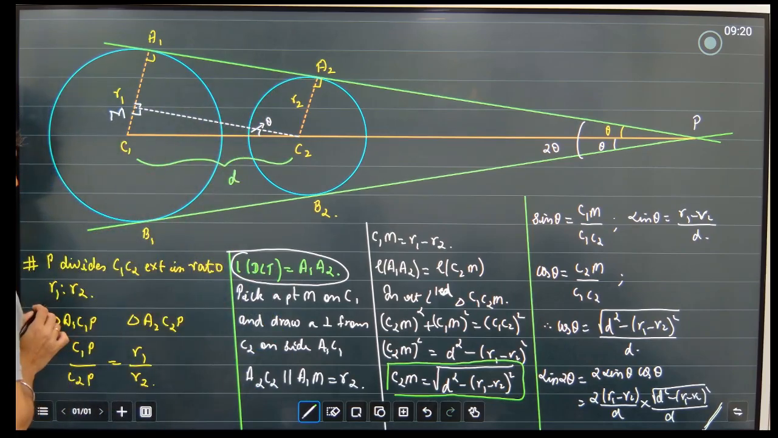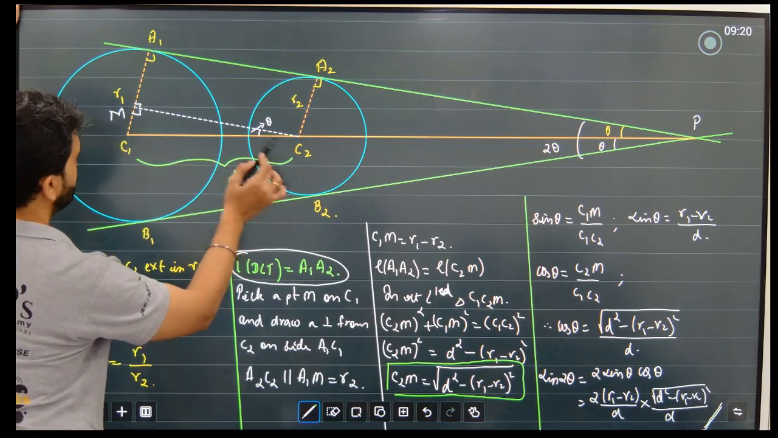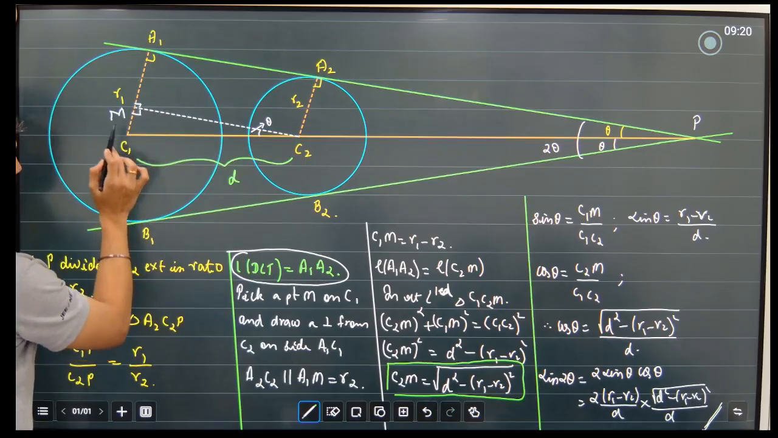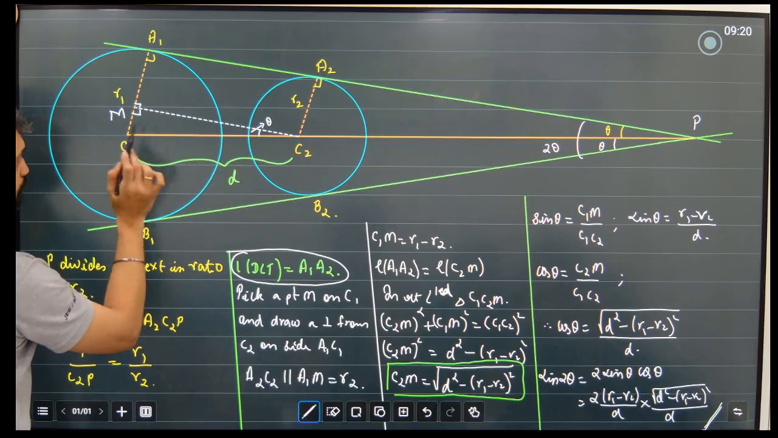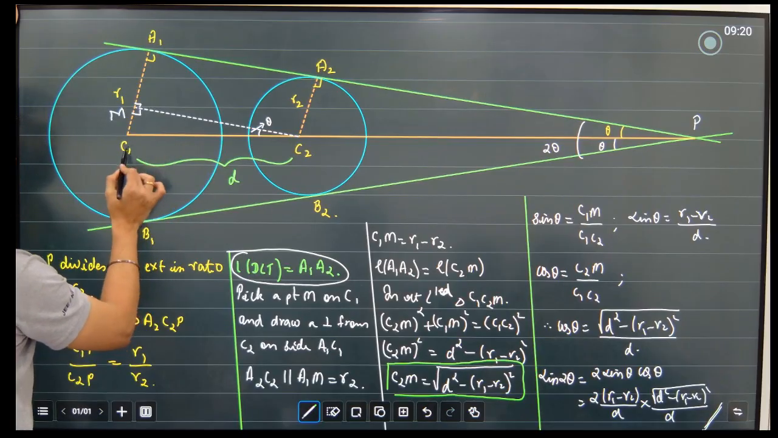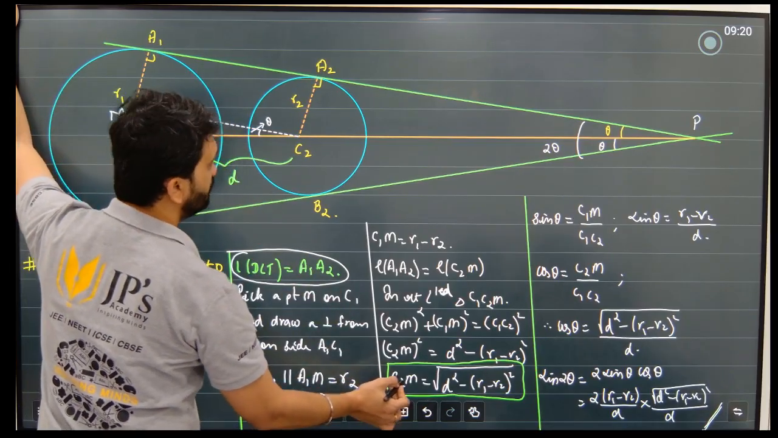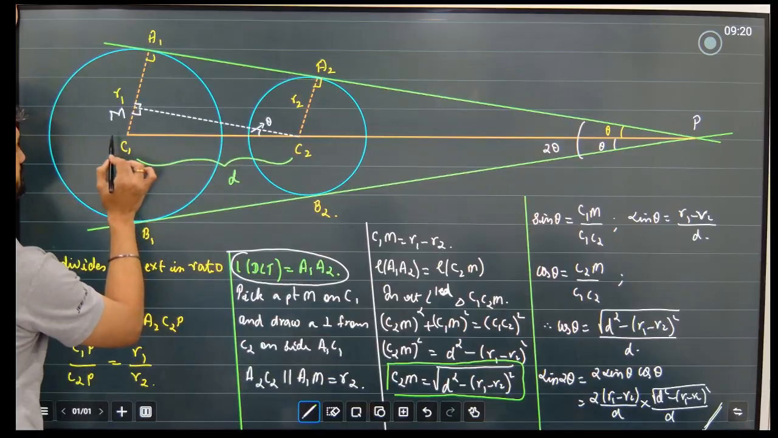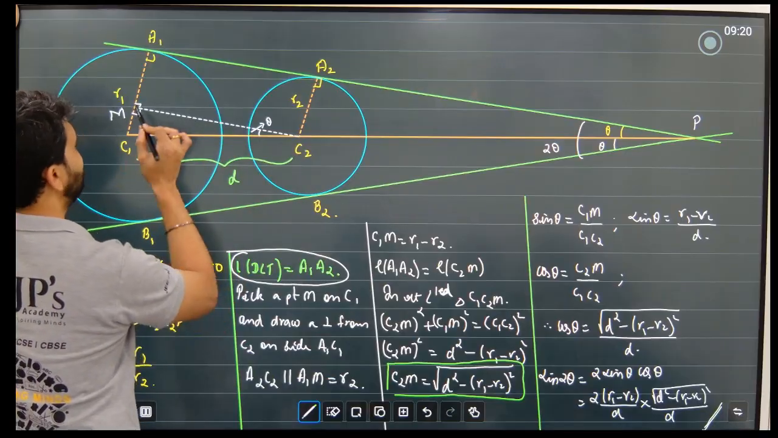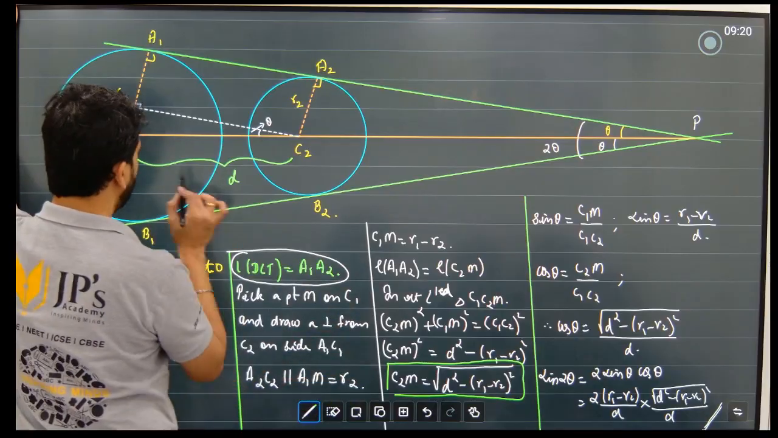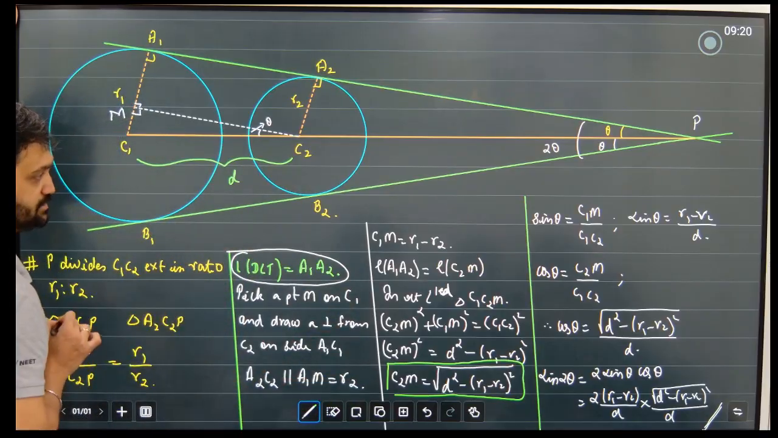parallel to each other. Next, when I take a right angle triangle C1 C2 M, it forms a Pythagoras theorem, and then I will get the value of C2 M, which is nothing but C2 M is nothing but C1 C2 the whole square minus C1 M the whole square. We have taken C1 C2 as D.